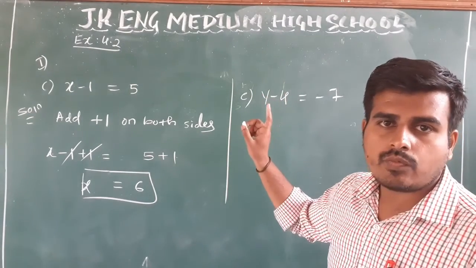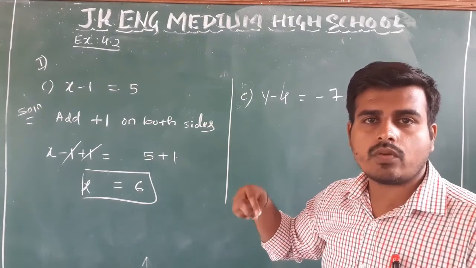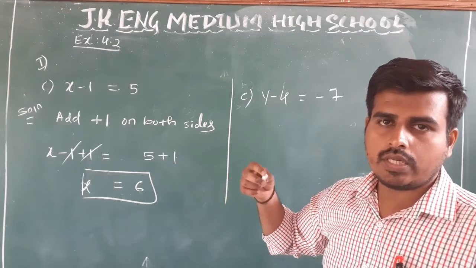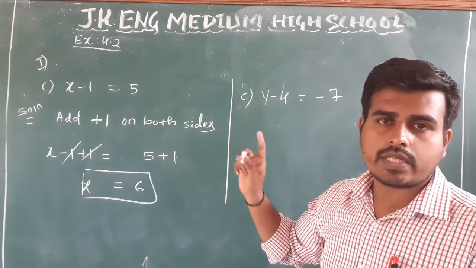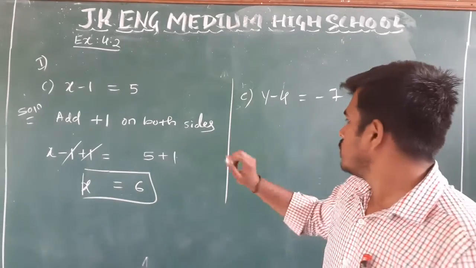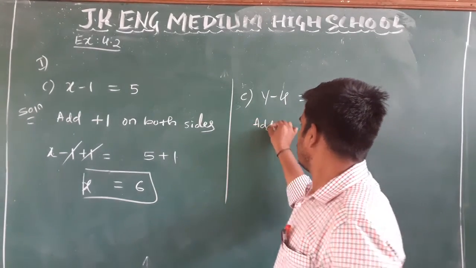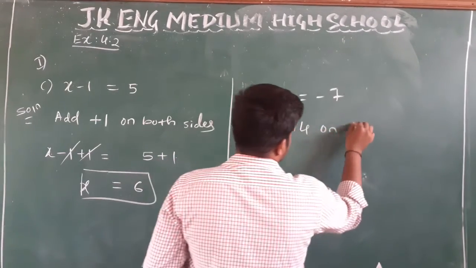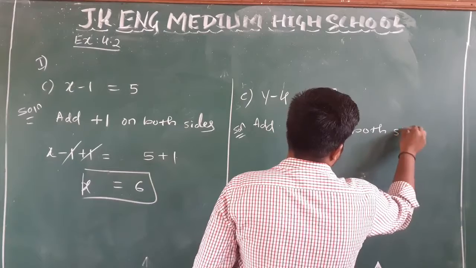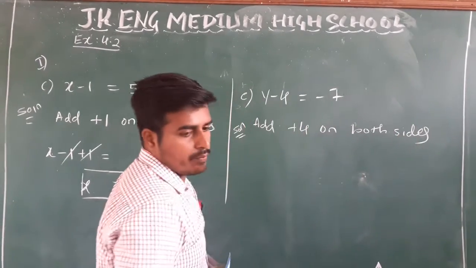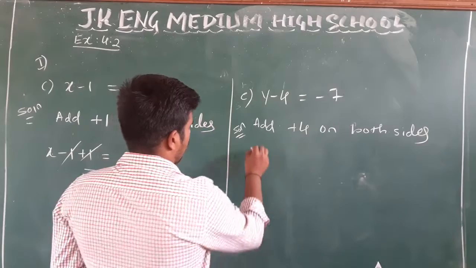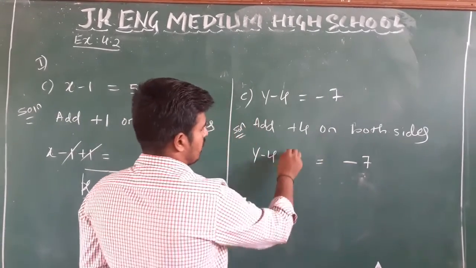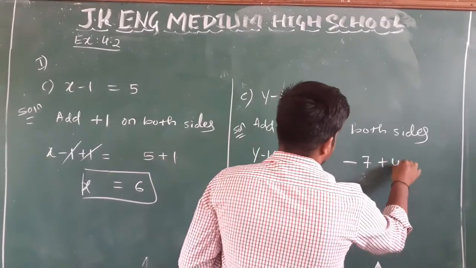To remove this -4, you have to add the exact opposite of it. The exact opposite of -4 is +4. You need to add +4 on both sides to maintain the equilibrium also. So add +4 on both sides. y minus 4 equals -7 is the equation. Add +4 on both sides.